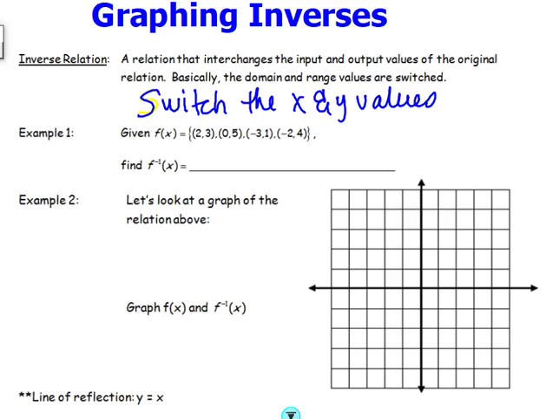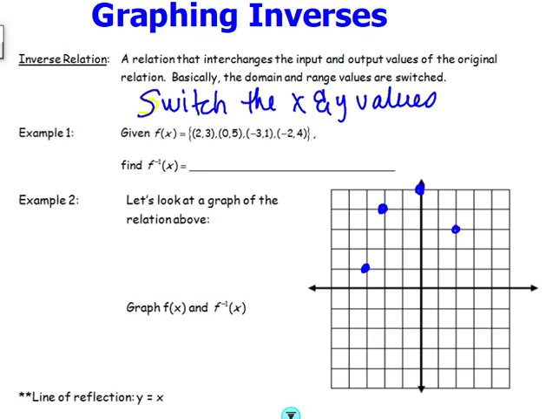So look at the following function. It's just a function made up of 4 points. Let's graph them as we look at them. So we have (2, 3), (0, 5), (-3, 1), and (-2, 4).